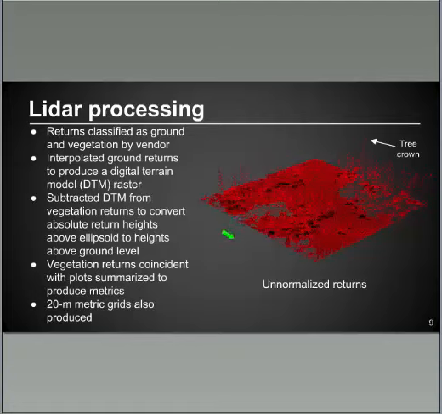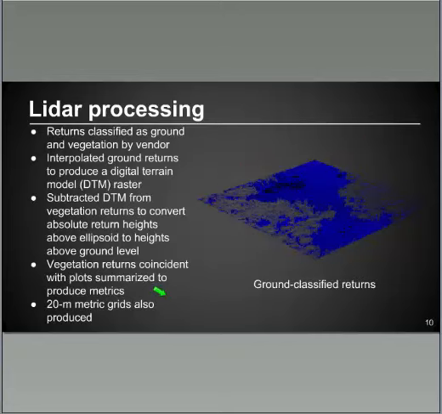And from there you can take the canopy heights and treat those as residuals and use those for the forestry applications. And then here is a depiction of that DTM, which is interpolated from the ground classified returns. So that's why it looks so flat. So it's just the ground returns alone.